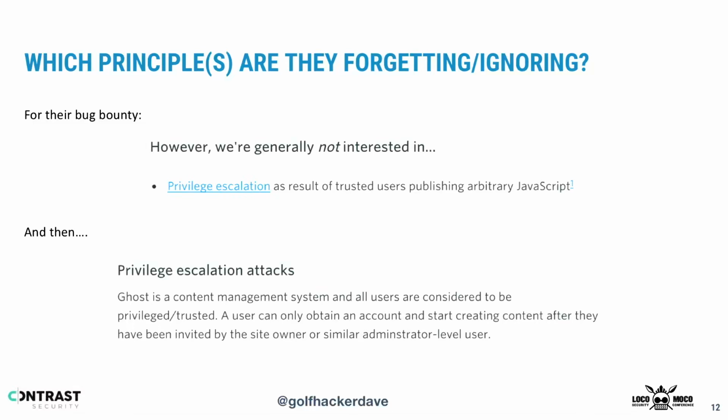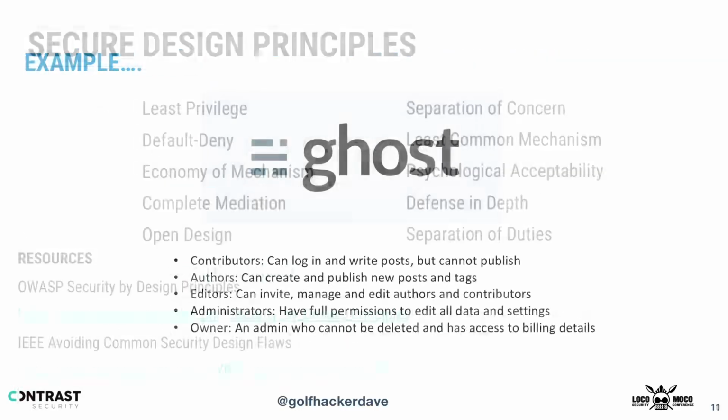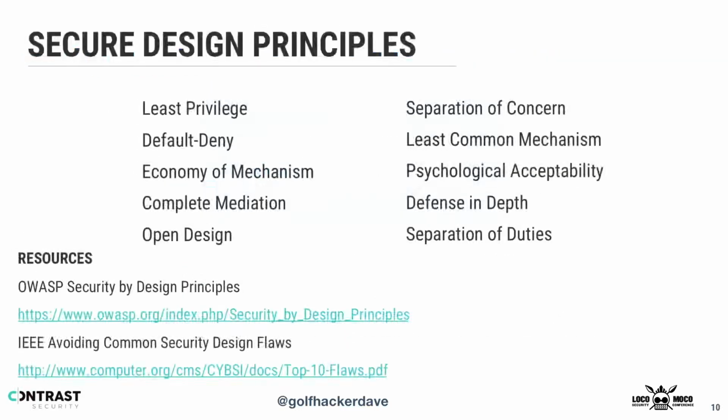They sell this tool, right? And they say right here, this is the part that's crazy: Ghost is a content management system and all users are considered to be privileged and trusted. Really? What year is it? Do we create access control systems and then just say, no, we don't really need that, everyone's trusted anyway? It's stuff like this. They didn't use secure design principles here, right? Which ones are they missing?